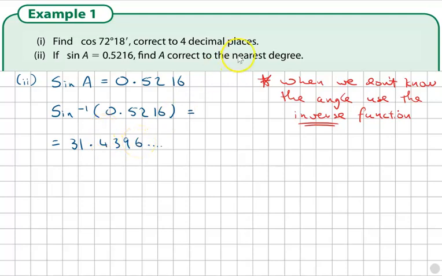And you get 31.4396. And we want to round to the nearest degree. So the 1 is going to be our rounding digit and the 4 will tell us what to do. The 4 is our telling digit. So 5 or more, let it soar. 4 or less, let it rest. So it rounds off to 31 degrees.